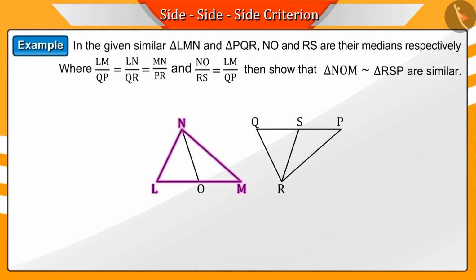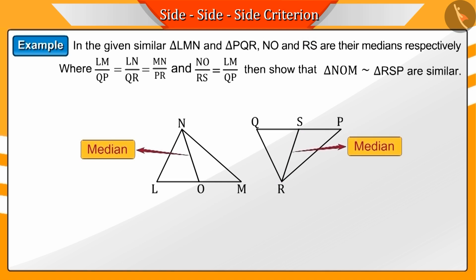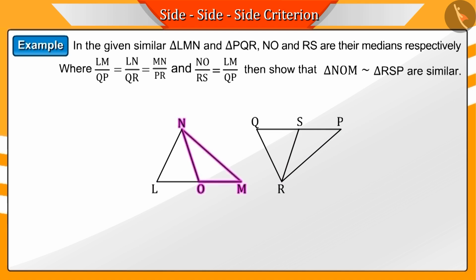In the given similar triangles LMN and PQR, NO and RS are their medians respectively, where LM by QP equals LN by QR equals MN by PR and NO by RS equals LM by QP. Then, prove that triangles NOM and RSP are similar to each other.